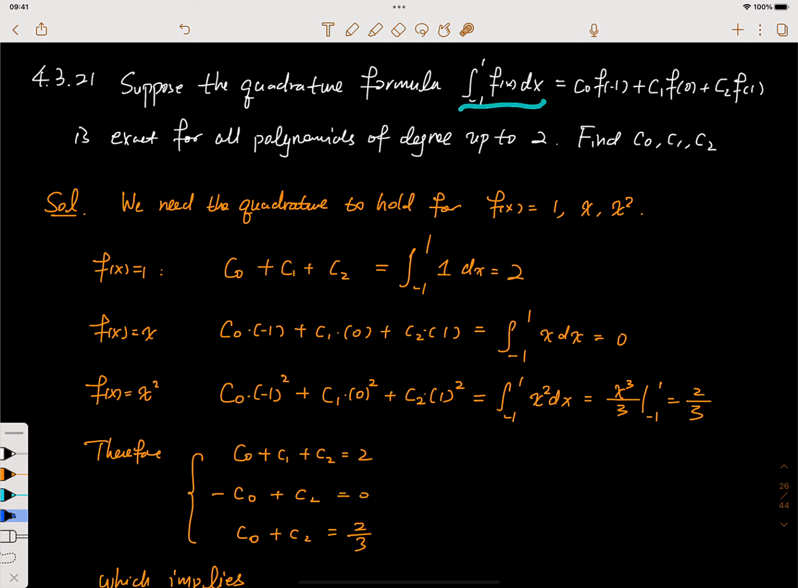And then on this side, when we plug in f equal to 1, you can take the integral, which is just 2. That's the case when we plug in f of x equal to 1.